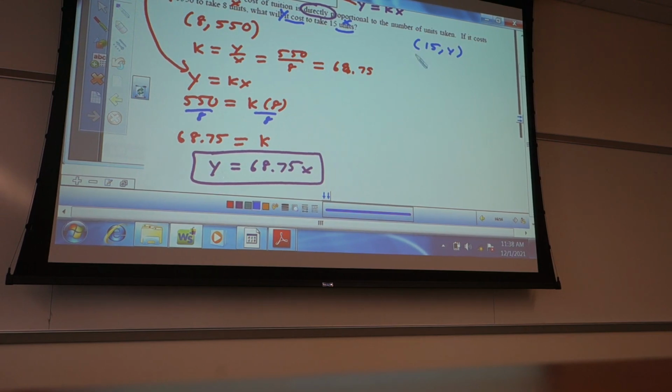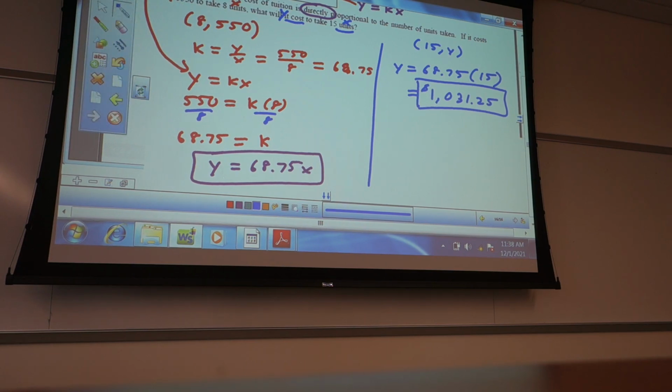So then we need to figure out what is y when x is 15. So y equals 68.75, and when x is 15, put 15 in for x. And I don't remember what we got. What did we get? 1031.25. Yeah. Good. That's the second answer.